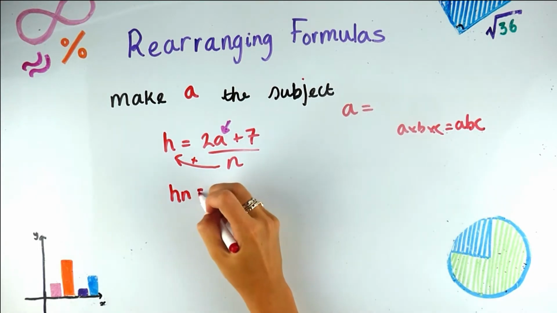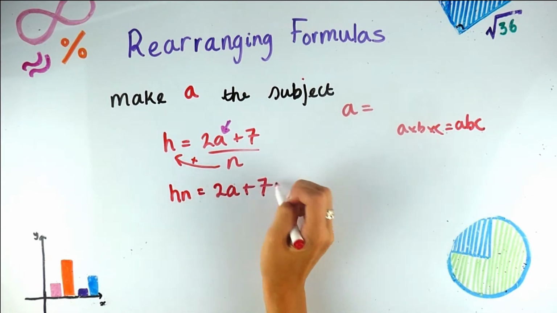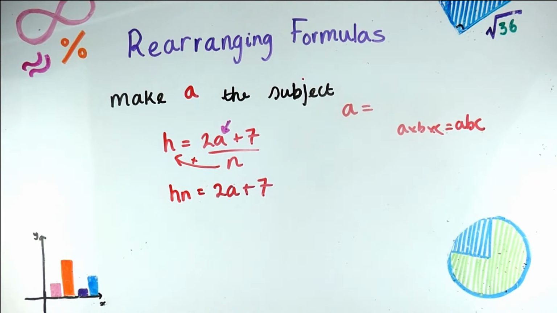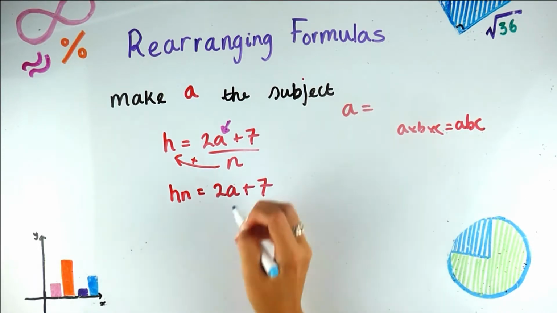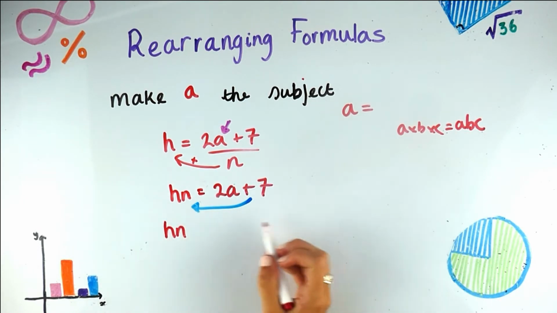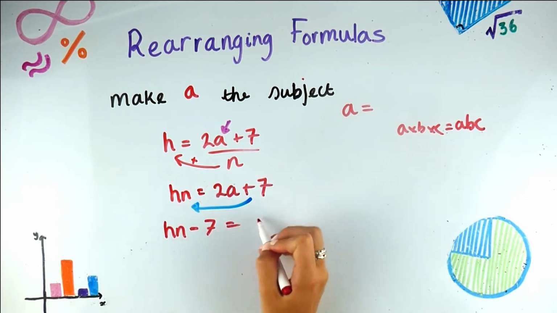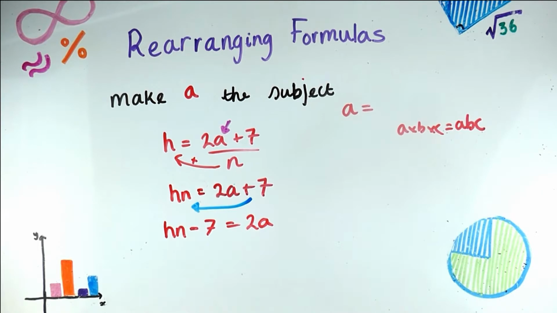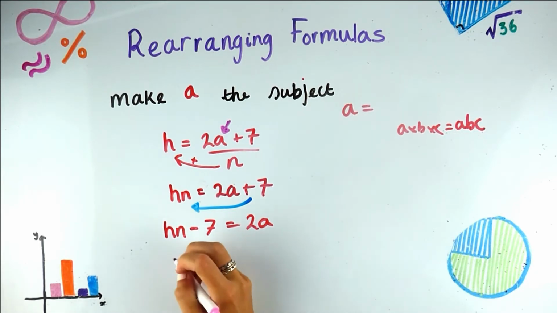Okay, so what's next? The 7's in the way, it's not to do with the a, let's get rid of it. It's plus 7 on that side, so we're going to have to take away 7 on that side. And again, this final step seems to be a very common final step. We want to get rid of the 2, so we divide this whole side by 2.